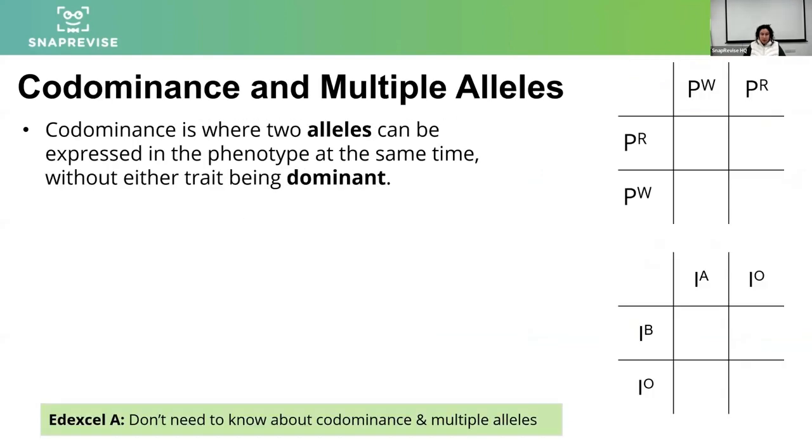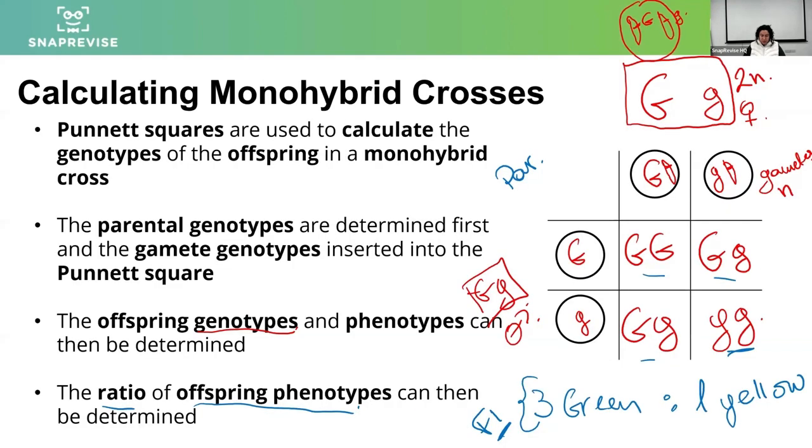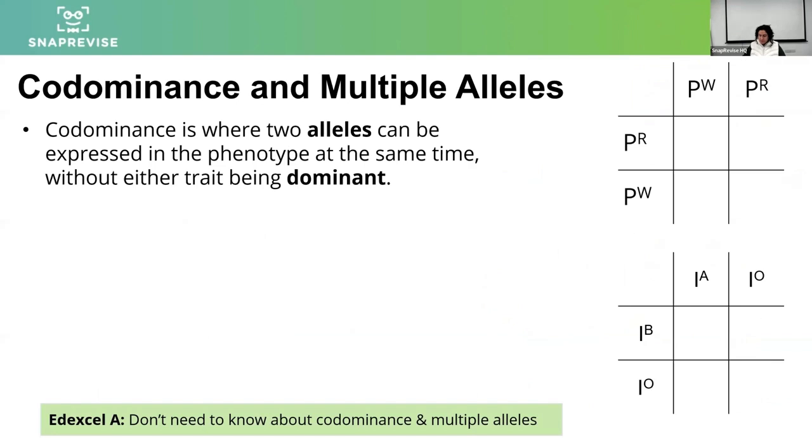What if we have codominance? So this is the simple, straightforward scenario where one allele is dominant over the other. What if we have codominance? Codominance is when two alleles can both be expressed at the same time without one of them being dominant, and the final phenotype is going to be a mixed phenotype of both.